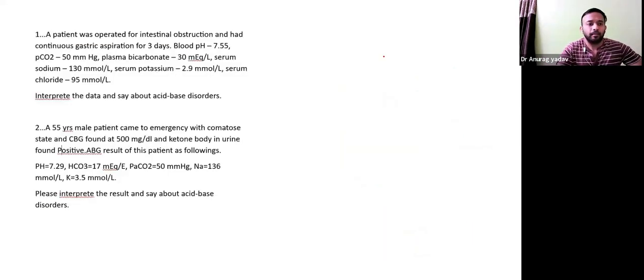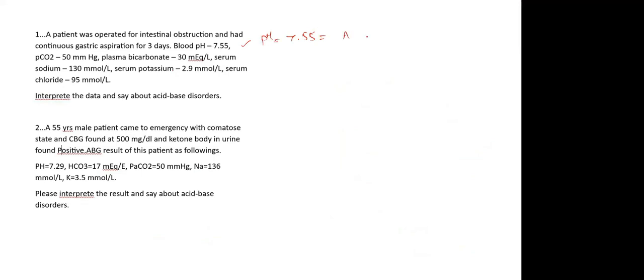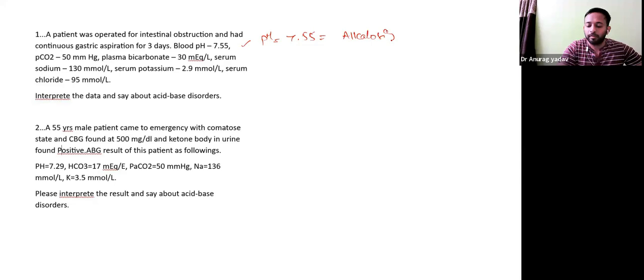Now, second case, if you see blood pH, 7.55 is the pH. Is it high or low? Is it acidosis or alkalosis? Alkalosis. Yes, alkalosis. Now I told you, you have to see the second component, which is bicarbonate. What is the bicarbonate level? It's 30. Now, do you think an increase in bicarbonate will cause alkalosis?